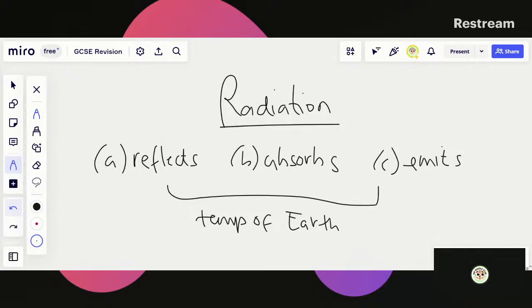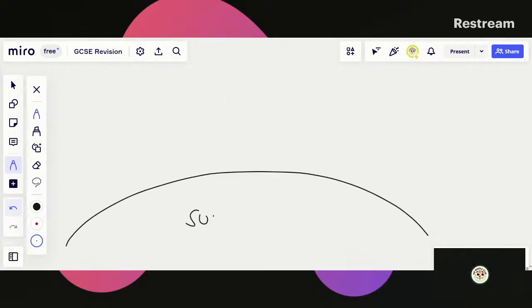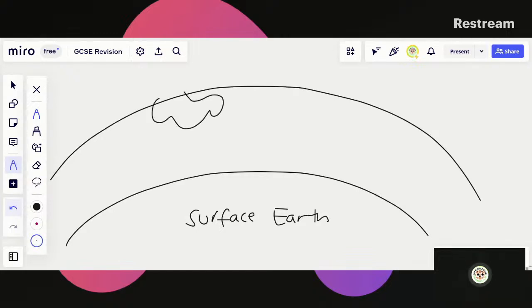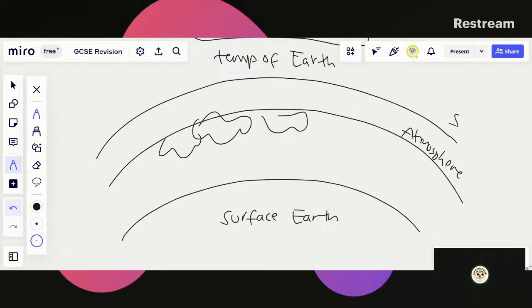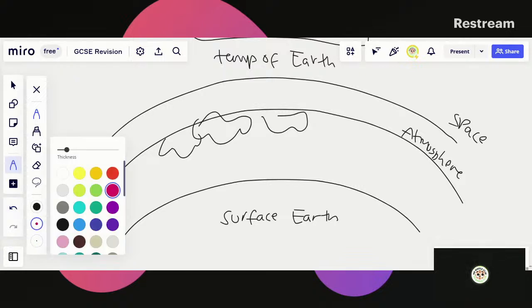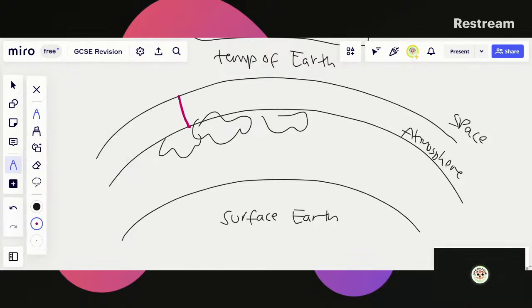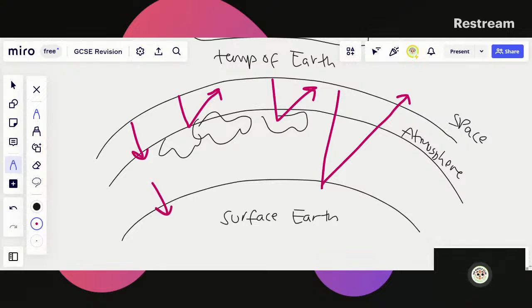So let's look at this diagram. Imagine you have the Earth's surface here, and you've got the different layers. First you've got the layers where you have the clouds, and then you've got the layers of the atmosphere, and then you've got space on the outer layers. So what happens is during the day we get lots of radiation come in. Some of the radiation is reflected by the atmosphere. Some is reflected from the clouds. Some is reflected from the surface of the Earth. But again, we don't just have reflections, we also have the amount that's being absorbed. Some is absorbed into the atmosphere and then absorbed into the surface of the Earth.